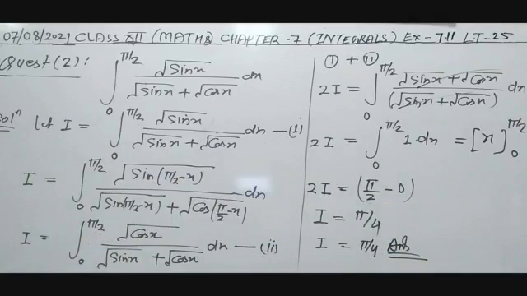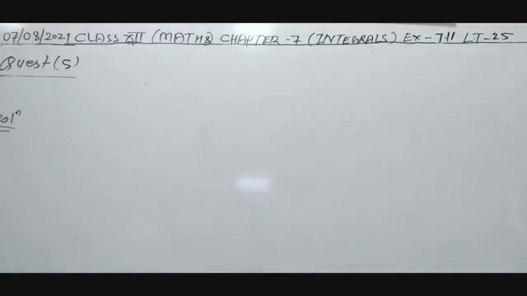Now come to question number 3. Question number 3 is the same as question number 2, and question number 4 is also the same as question number 3, meaning questions 2, 3, 4 are the same. Now come to question number 5. Question number 5 is the integration from minus 5 to 5 of mod of x plus 2 dx. This is the modulus question.